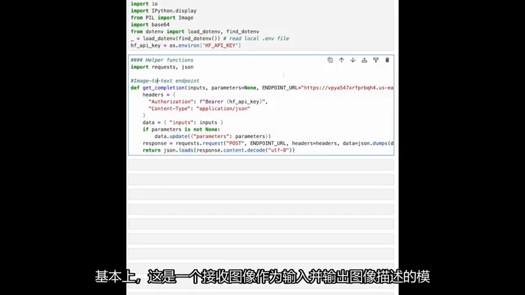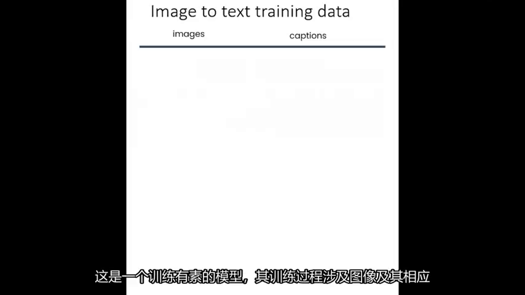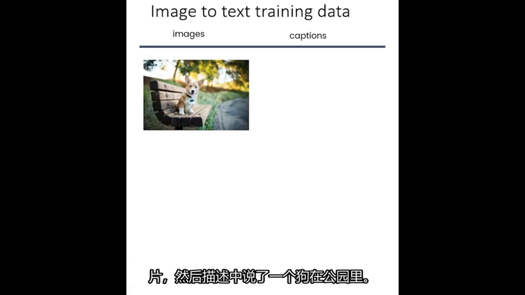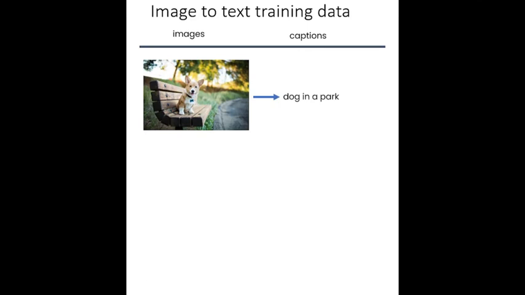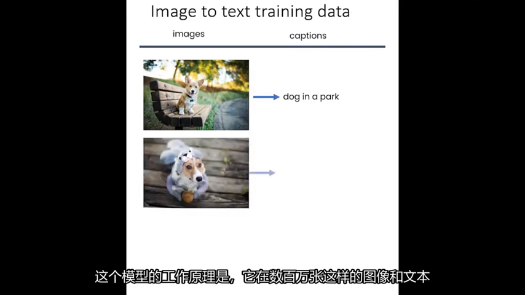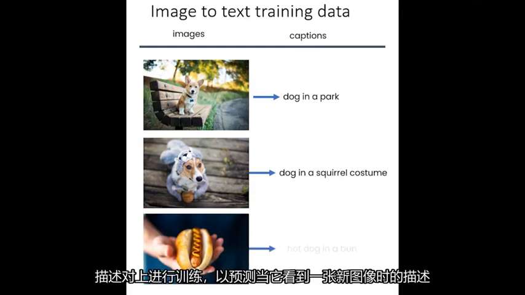Basically, it is a model that receives an image as an input and outputs the caption of said image. This was a model trained on a pipeline of images and their respective captions. So you can imagine there is a data set that has, for example, a photo of a dog in the park, and then the caption saying a dog in the park. And the way this works is that this model is trained on millions of those image and text caption pairs in a way that they learn with the objective of predicting what the caption is if it sees a new image.